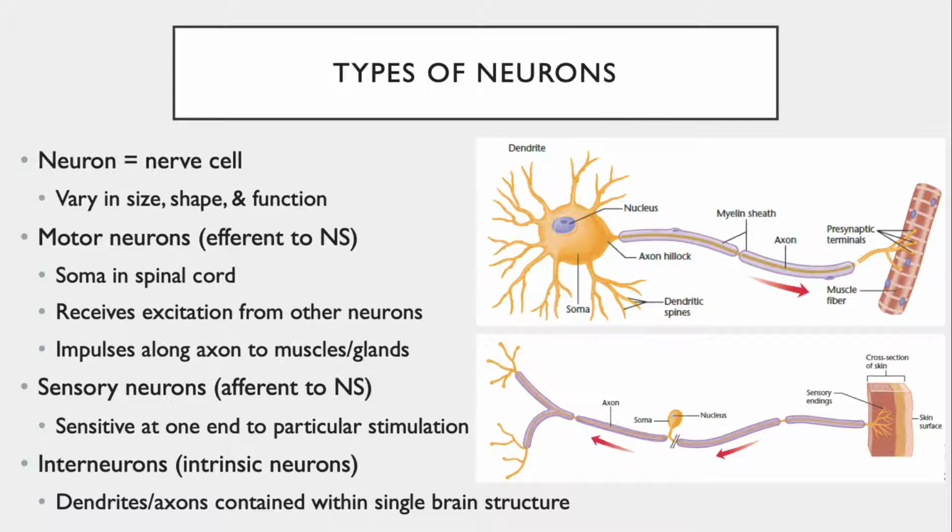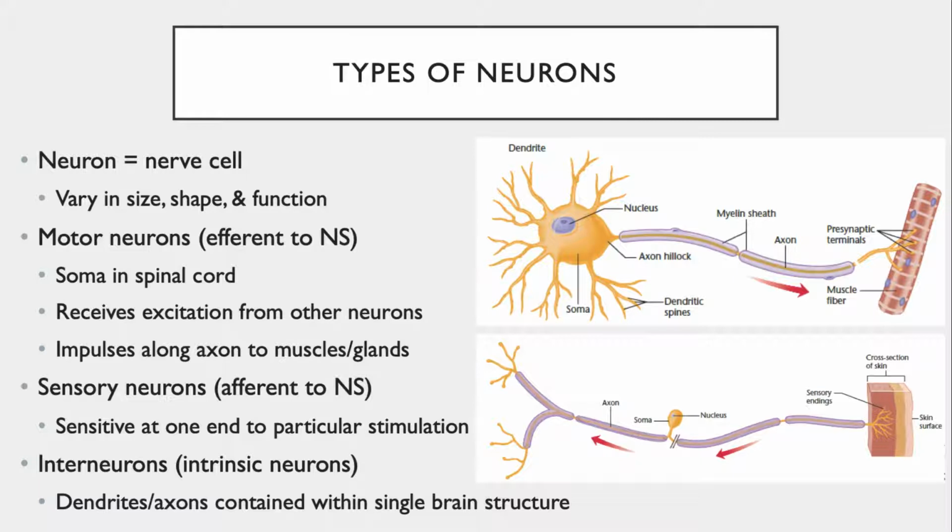So for the example of motor neurons, motor neurons are considered efferent to the central nervous system. The mnemonic you can use to help remember that is efferent is to exit. Right? So motor neurons have their soma, or their cell body, in the spinal cord. When it receives excitation from other neurons, it sends impulses along the axon, which is basically the tail that extends from the soma, towards the muscles and glands.